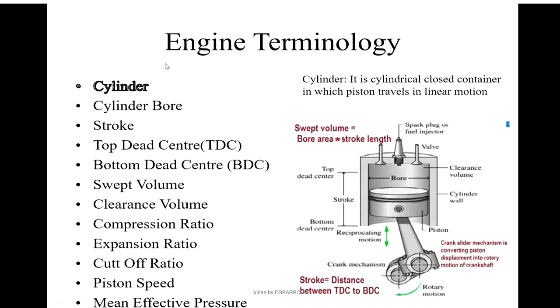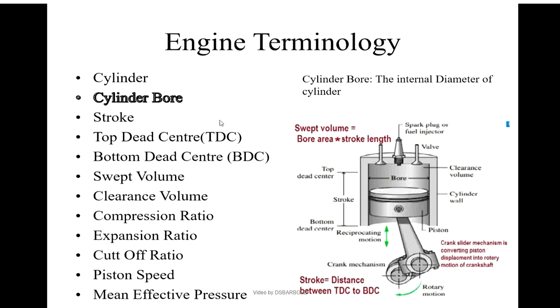Now first thing in engine terminology, what is the meaning of cylinder? This one is the cylinder part, the external body which is surrounding the piston, it is called a cylinder. Cylindrical shape, we know this thing, the volume of the cylinder is pi by 4 d square into H. Similarly, we have here a cylindrical shape. Next thing is the cylinder bore. Here bore means the internal diameter of the cylinder. It is called a cylinder bore or simply a bore.